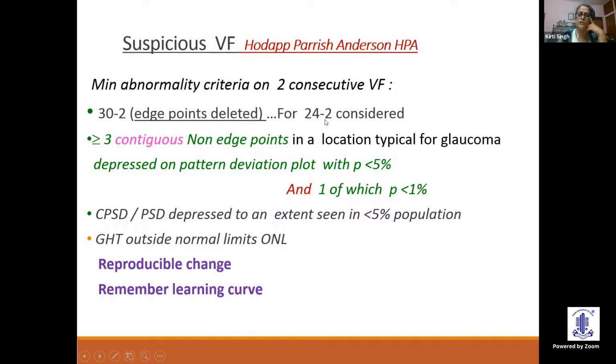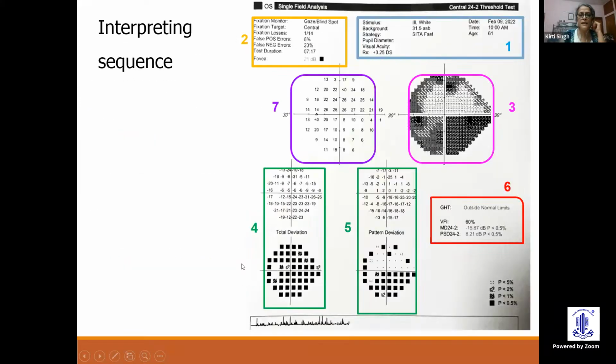For 24-2, the edge points are considered because the peripheral rim has been deleted except the nasal step. It is 3 contiguous non-edge points in a location typical for glaucoma, depressed on the pattern deviation plot with a p-value of less than 5%, and one of which has a p-value of 1%. CPST and PST, I'll come to this again and again. These are the most important tests for glaucoma and they should be depressed to less than 5%, and GHT is outside normal limits. Reiterating, reproducible change, and remember the learning curve.